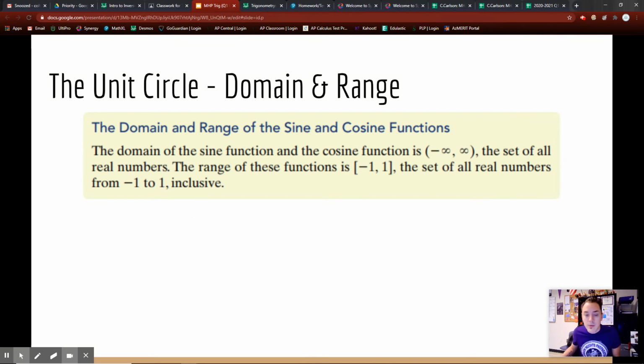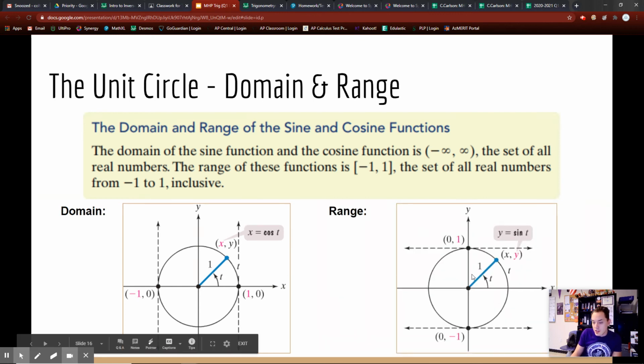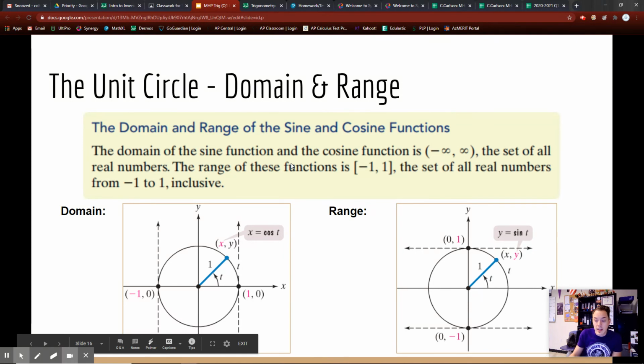Okay, so domain and range of the sine and cosine functions. The domain is going to be negative infinity to positive infinity. I'm going to show you that later, tomorrow. And then the range of these are going to be -1 to 1. So this is what the range looks like, from -1 to 1, for the cosine. And then for the range for sine, it's just going to be -1 to 1 as well. You don't really need to know this too much. This is really important for when we get into the graphing functions, and that's going to be tomorrow's video. I just wanted to show you that for right now.